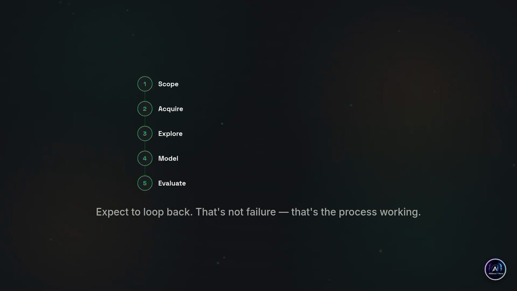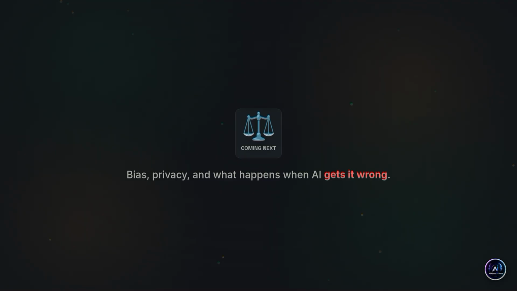Next up in this series, we go somewhere every AI conversation eventually has to go: bias, privacy, and what happens when AI gets it wrong.